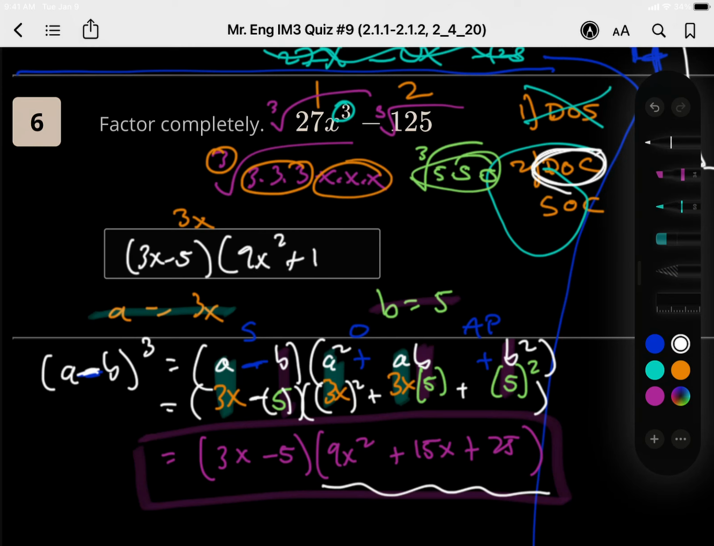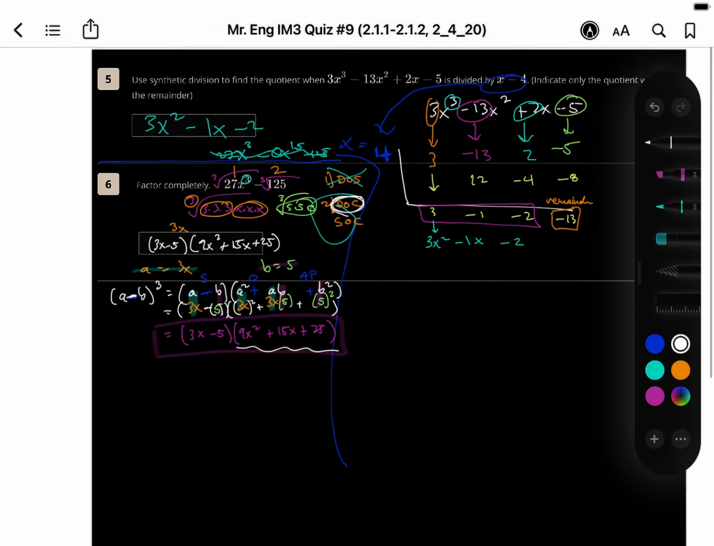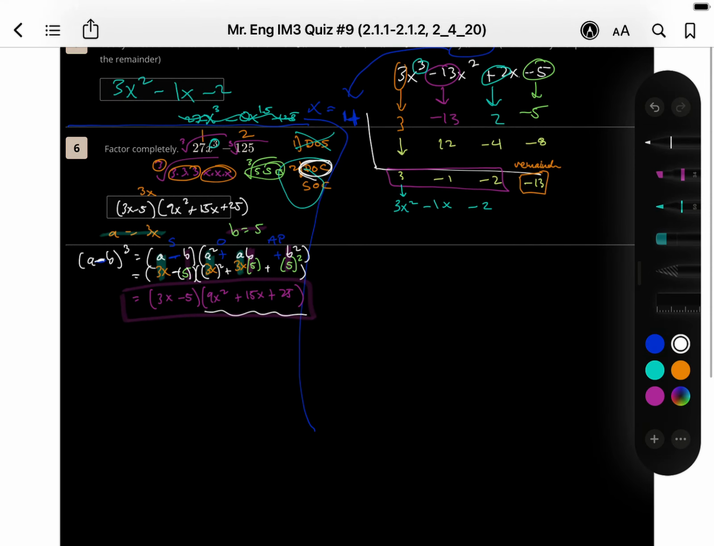So we're now trying to figure out starting points for our polynomial. You can use division, factor theorem, remainder theorem, and that's it.